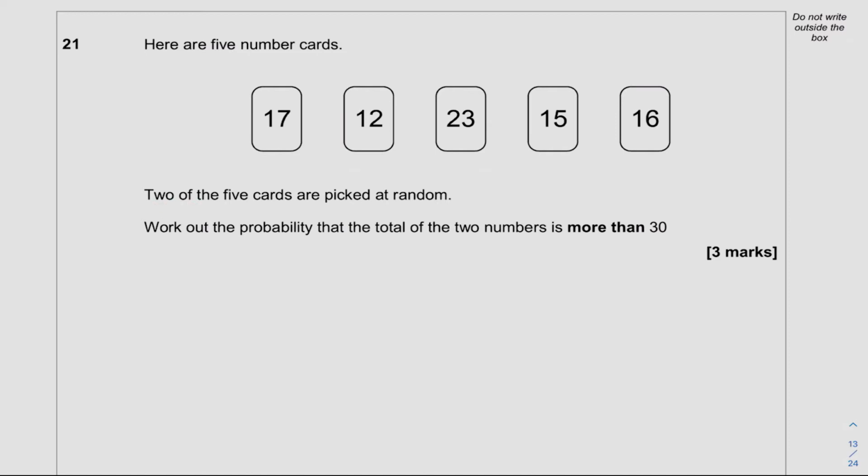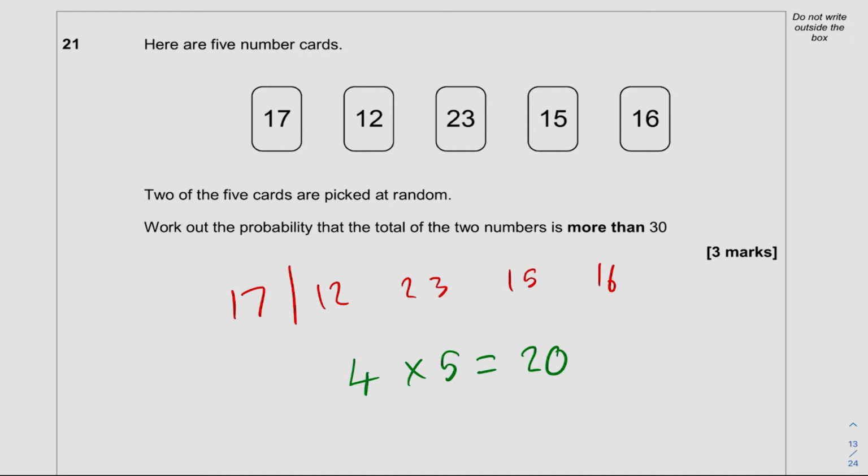So let's say we picked 17 as the first card. 17 can be picked with 12, 23, 15 and 16. So that means that for 17 being picked first, there are 1, 2, 3, 4 options. And this is the same for every card. Say if we pick 12 first, we then have the option of picking 17, 23, 15 or 16, 4 options. So for each card, there are 4 different options. And we have 5 cards in total. So we've got 4 options per card, and there are 5 cards, so the total amount of options is 20.